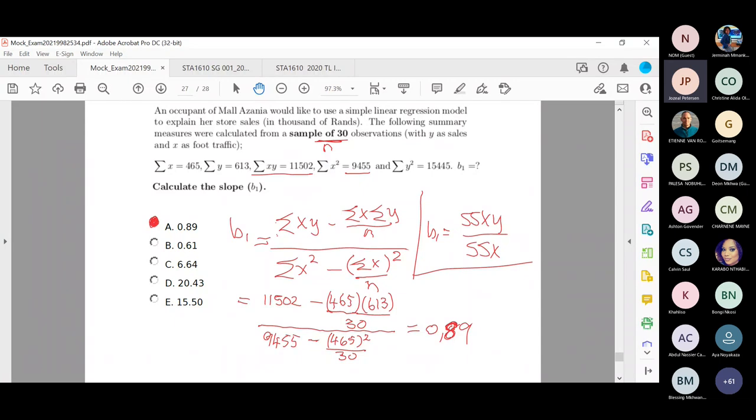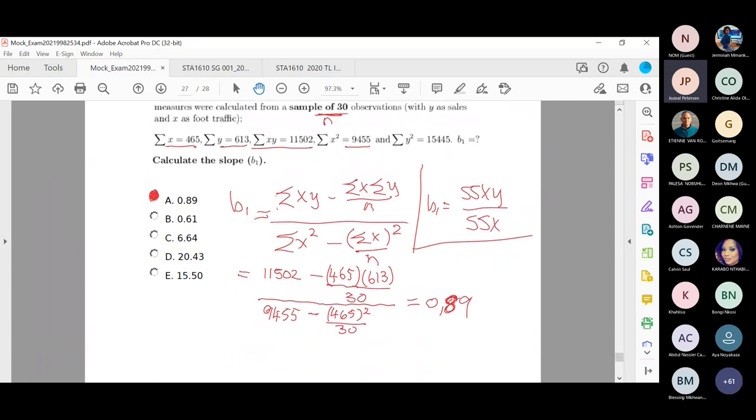Hi, Leslie. Okay. Quick question. What happened to the 613? What 613? There next to 465. What happened to it? Or where did you calculate that? Oh, that is the sum of x, the sum of y. Here's your sum of y, the sum of x. You just substitute into the formula. The values you get, you are given.